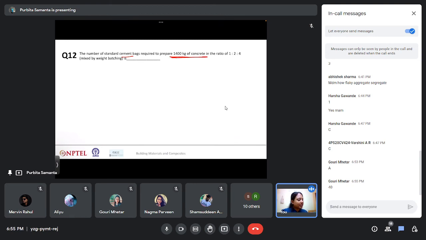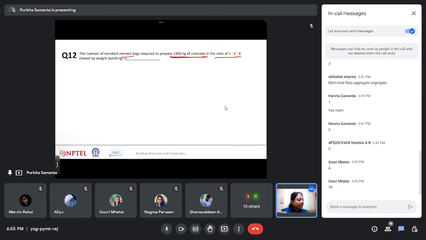It is also said that the mix is 1 is to 2 is to 4, and we have to find out the number of cement bags. So how do we find out? Gauri says 40. Is it? I think there's some mistake with the zero only. Just check it out. Otherwise, maybe you're going in the right direction.